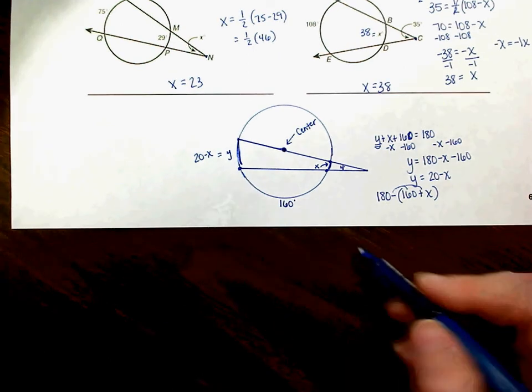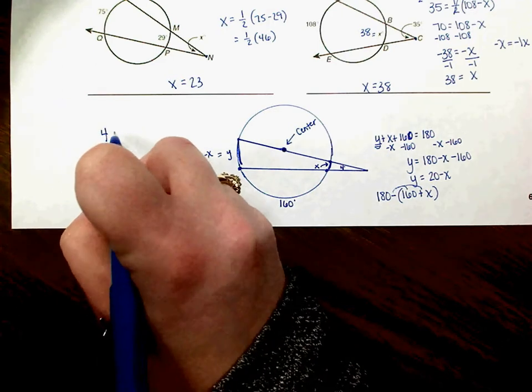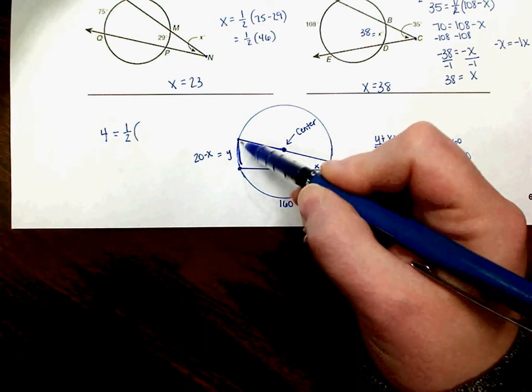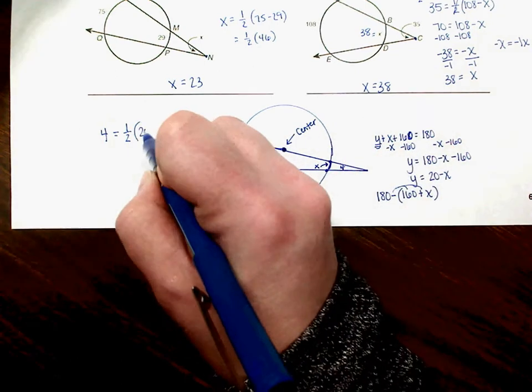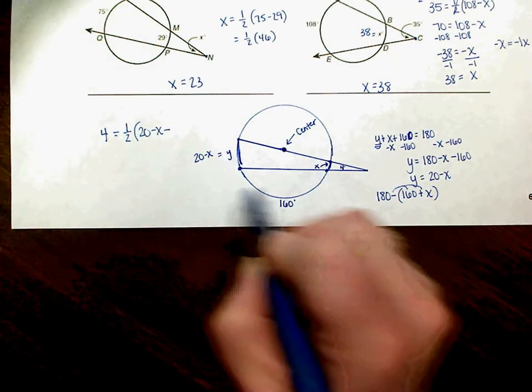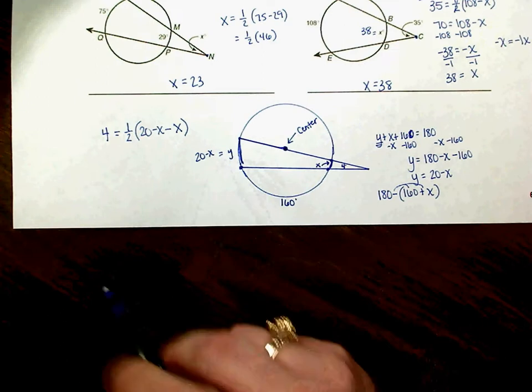So the angle, which is 4, is equal to half of the larger arc of the two, which is the 20 minus x, minus the smaller of the two arcs, which is your x. Again, don't use the y. You don't want two variables.